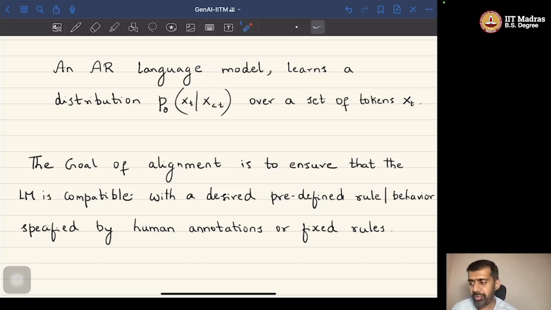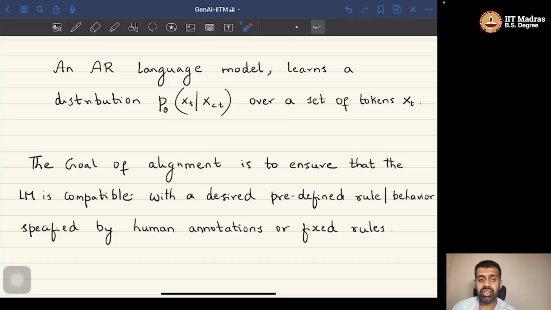Now, why is this important? Typically, what happens is that large scale language models are trained using data that is obtained in places such as the internet, where the data is not regulated in any way. Now, because the model is trained in a totally unsupervised way on this sort of unregulated data, one cannot expect these models to behave in a way that is compatible with human expectations.